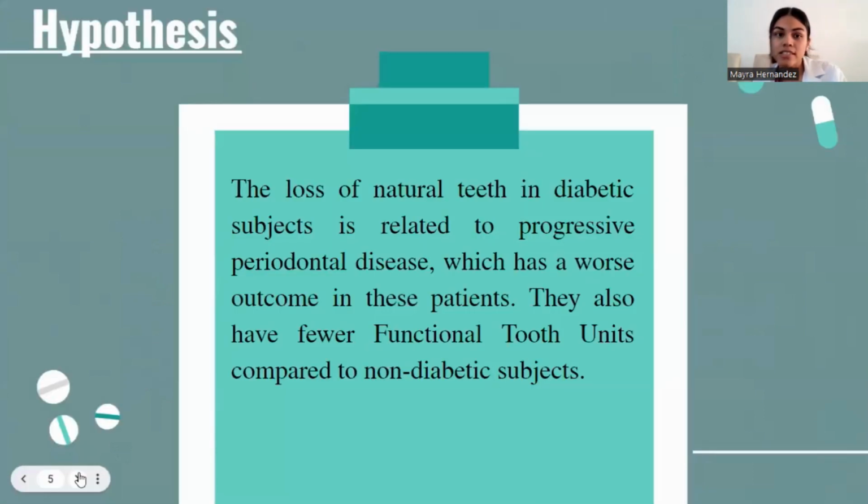The hypothesis is that the loss of natural teeth in diabetic subjects is related to progressive periodontal disease, which has a worse outcome in these patients. They also have fewer functional tooth units compared to non-diabetic subjects.